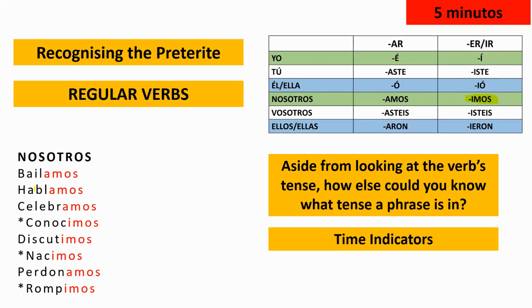So if I said, la semana pasada bailamos en la discoteca, last week we danced in the disco, la semana pasada, past tense. Whereas if I said, hoy bailamos en la discoteca, today we are dancing in the disco, we know that that's in the present tense. So that's why it's really important to know your time indicators so that you can identify what tense a phrase is in.